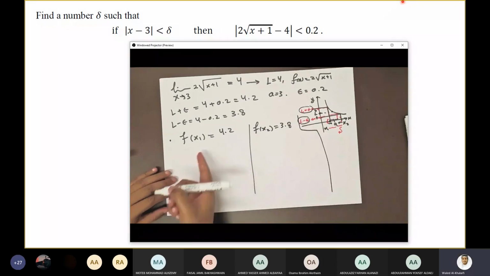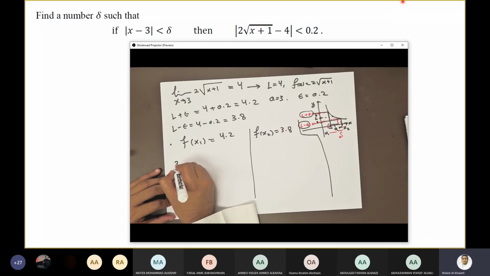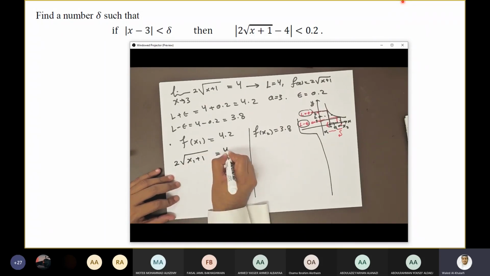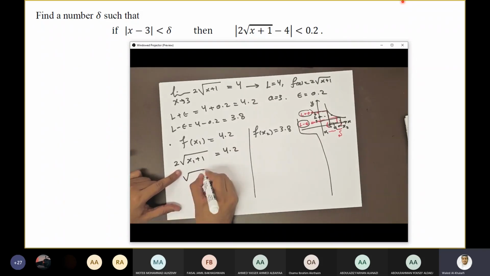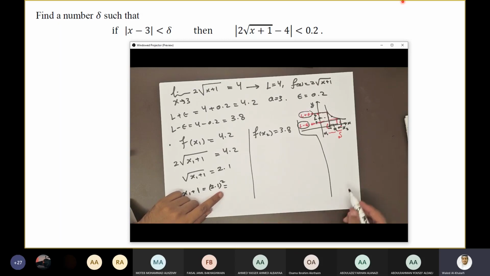So let's check on the left. What is f? f is this guy here. So it will be root 2 times the root of x1 plus 1 equals 4.2. When I solve this for x1, I have to divide, so it means 2.1. And then when I take the square, x plus 1 equals 2.1 squared. And then we do 2.1 squared, well, we can do it in the margin here.